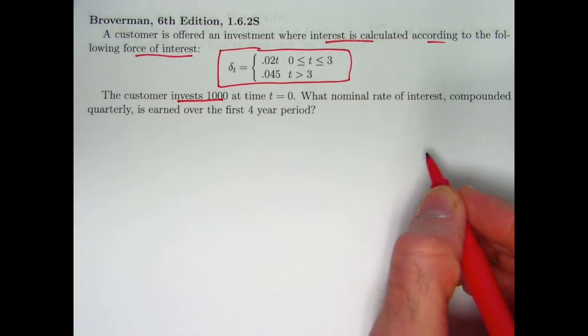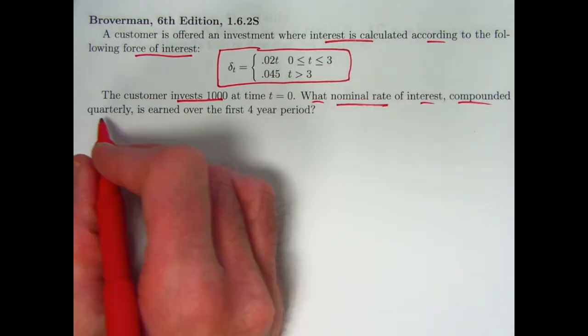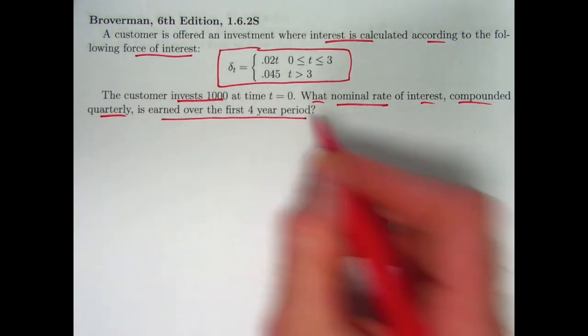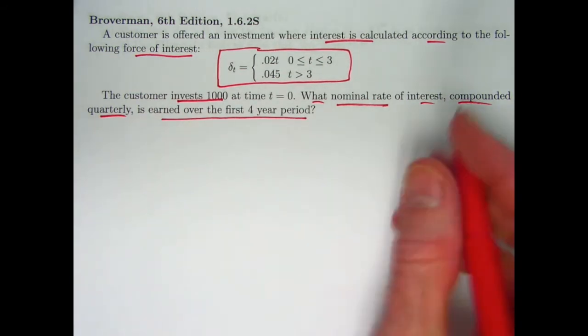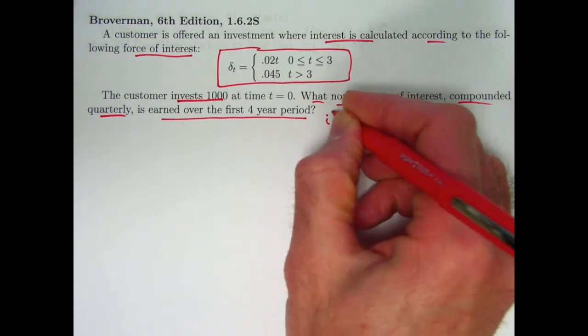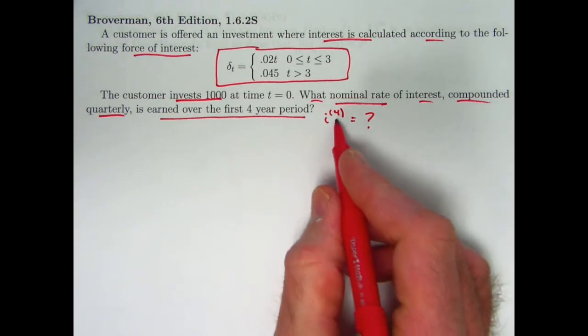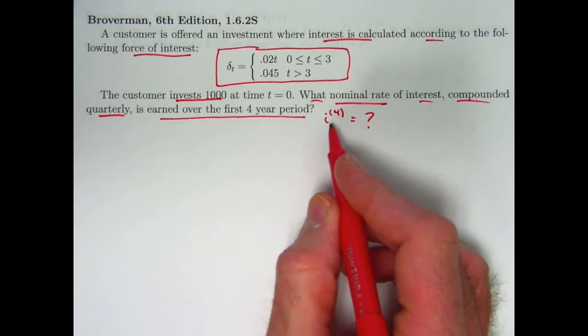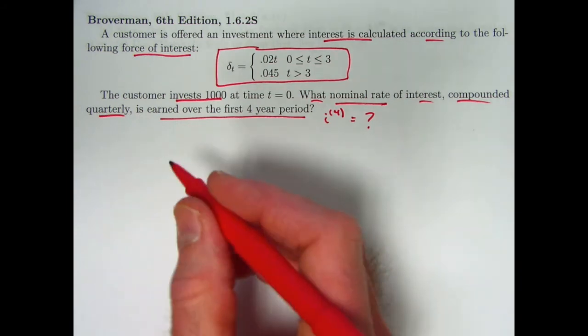The customer is investing 1,000 at time 0. What nominal rate of interest compounded quarterly is earned over the first 4-year period? What is an equivalent nominal rate of interest compounded quarterly for 4 years? I could call that I4. By the way, that's not a power, that's just a superscript with parentheses indicates that's an interest rate, a nominal interest rate compounded 4 times per year.